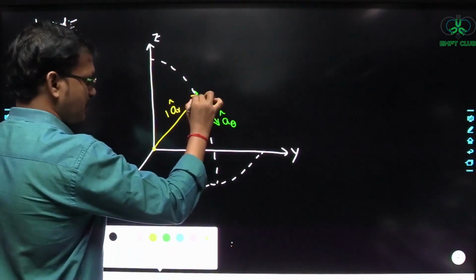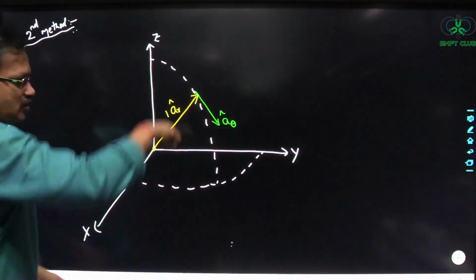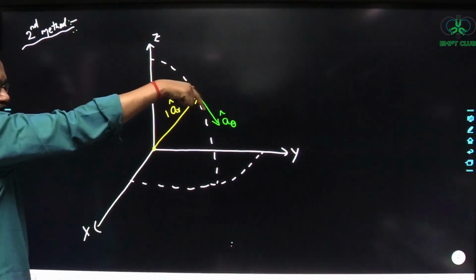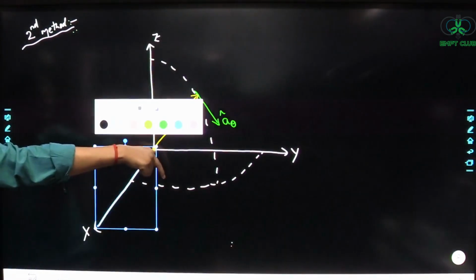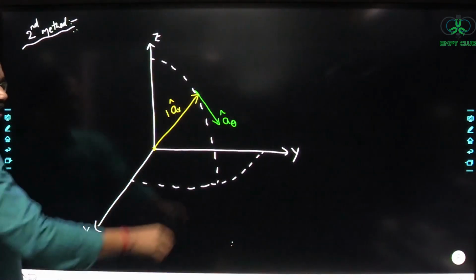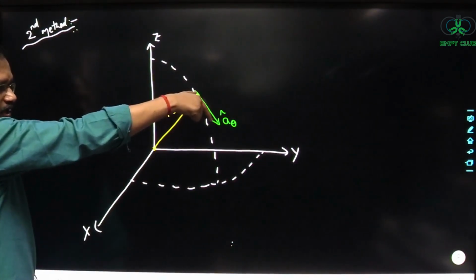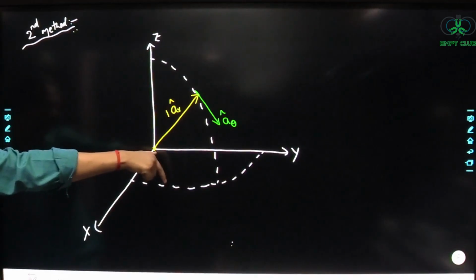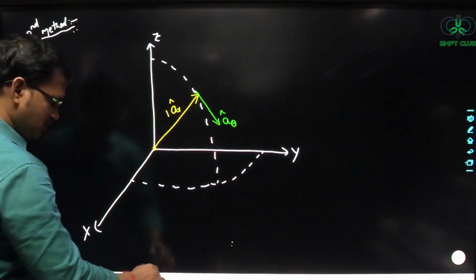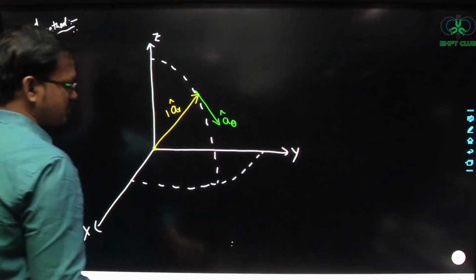So this is r cap and this is theta cap. Without changing the direction of theta cap, I can shift this theta cap from this location to the origin. The tail of theta cap is joined with what? The tail of r cap. So I can do that or not? Yes or no? Because parallel shifting is allowed.